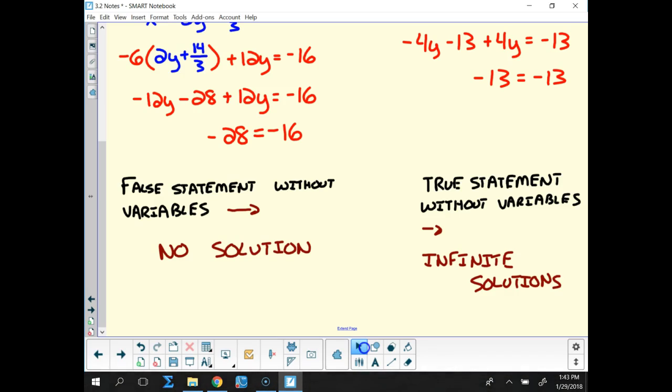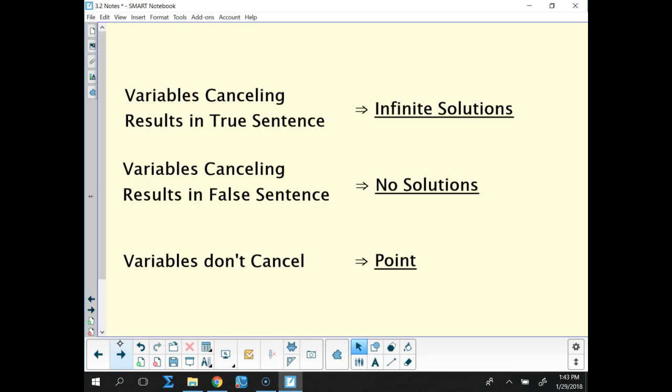Which is my 3 scenarios. Remembering back to last week, Wednesday, when we were talking about solving things by graphing, we had 3 different possible solutions. If my variables cancel out and it results in a true sentence, that's infinite solutions. Okay? Because the lines are the same.